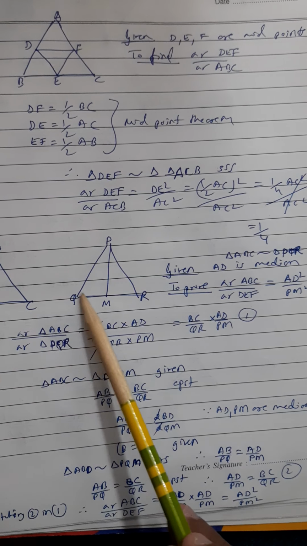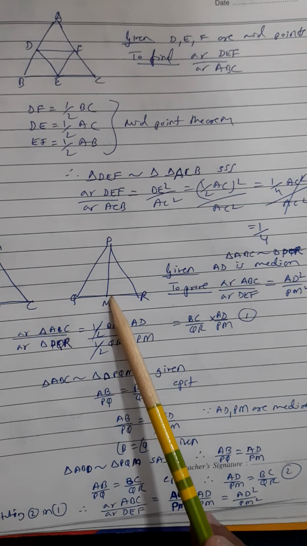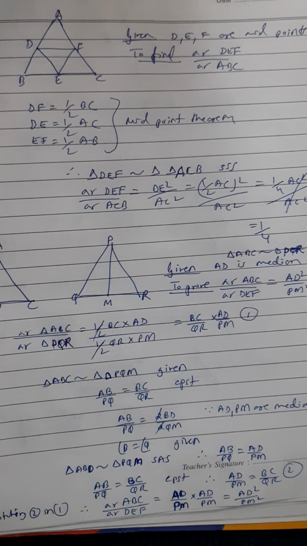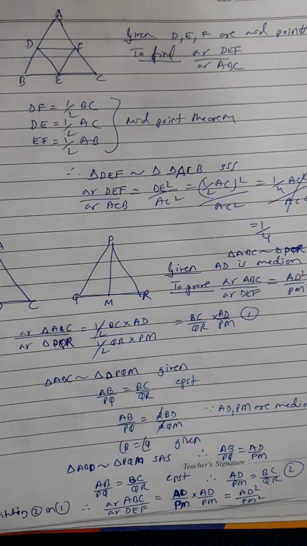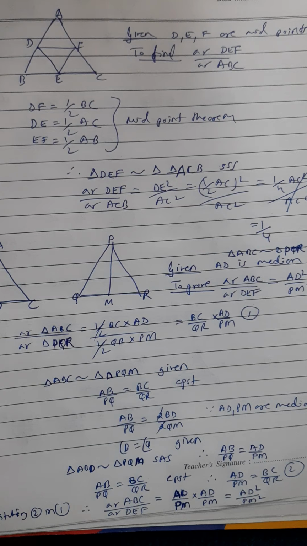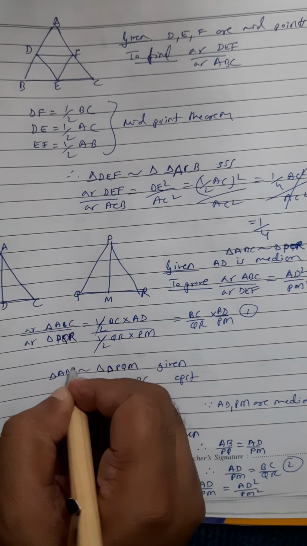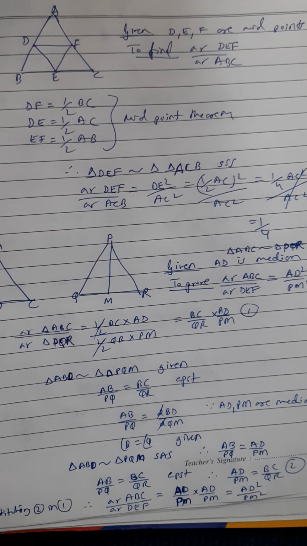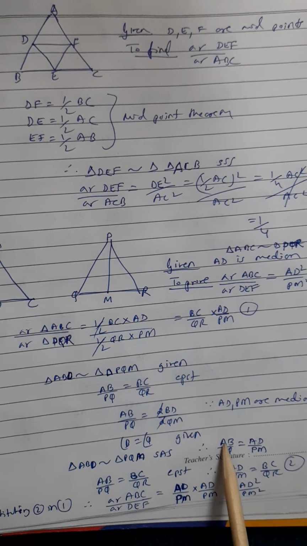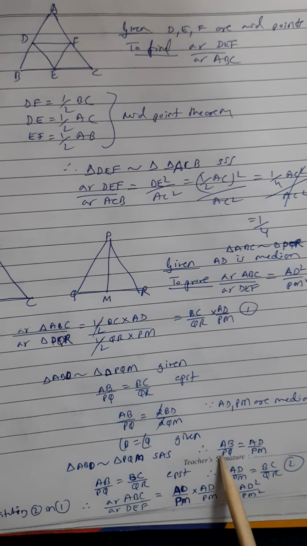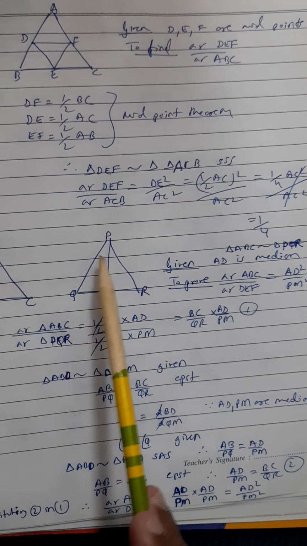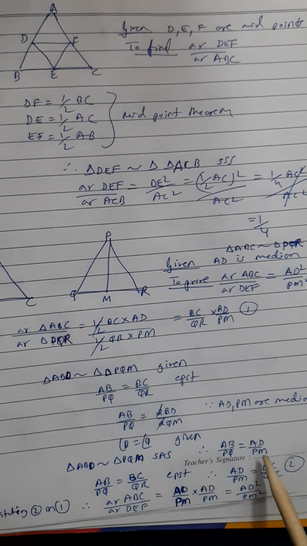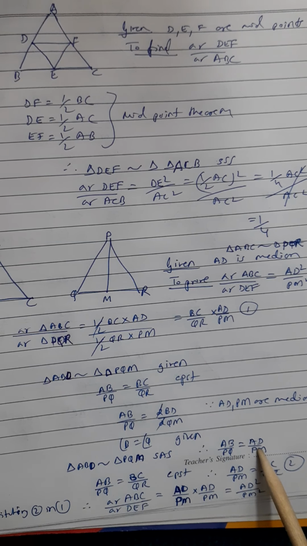And angle B and Q are equal because the bigger triangles are, as given, similar. So these two small triangles ABD and PQM are similar by SAS because we have proved two sides in proportion and one angle equal. Now once the triangles are proved similar, then we can say that AB by PQ is the same as AD by PM, because if the two small triangles are similar, the corresponding parts of the similar triangles are in proportion.